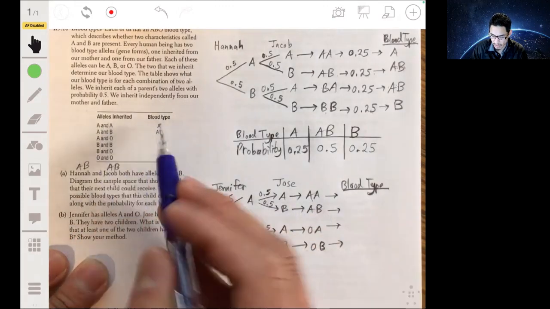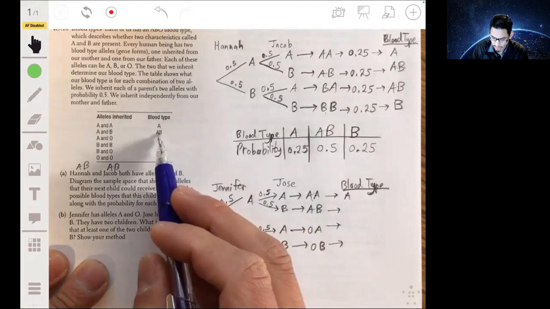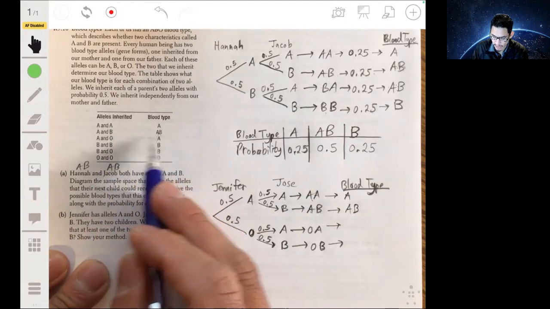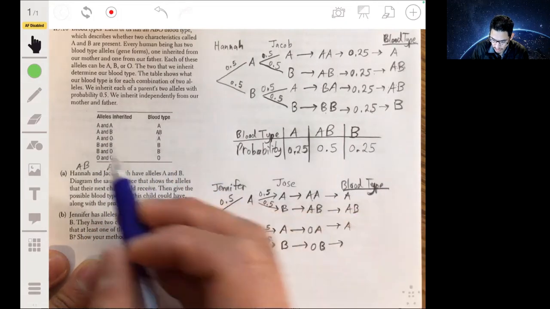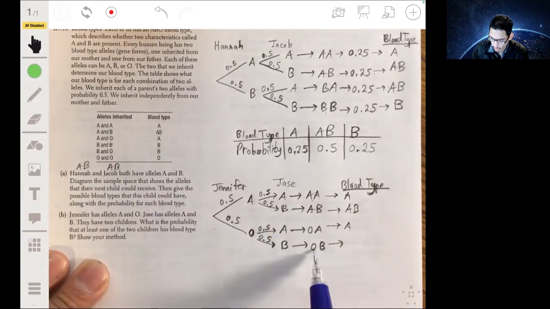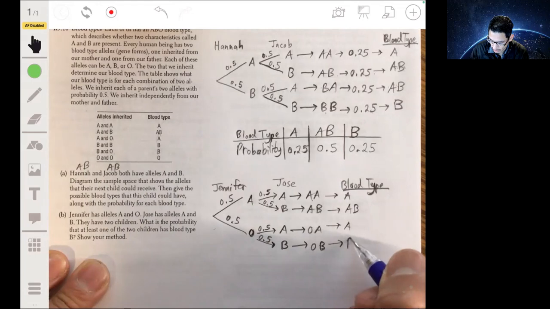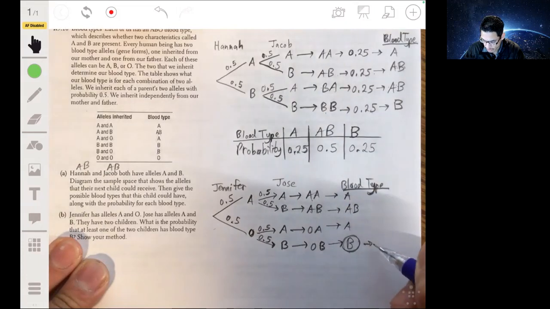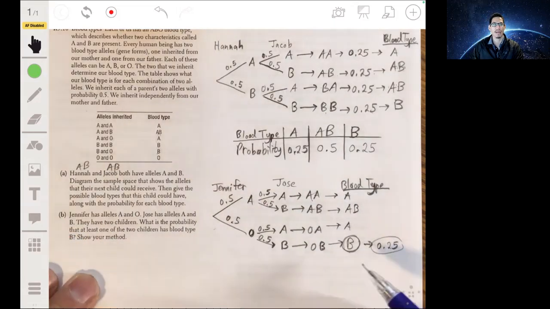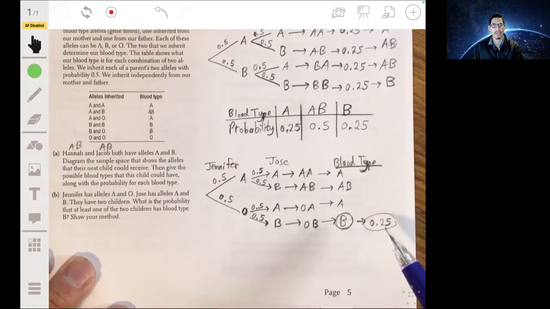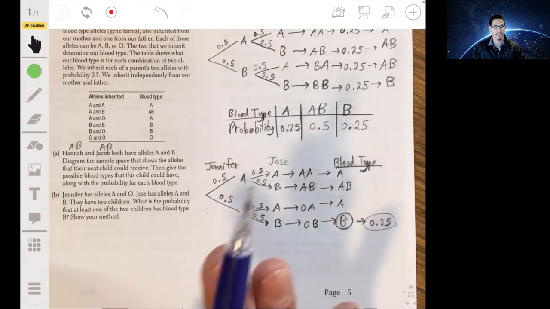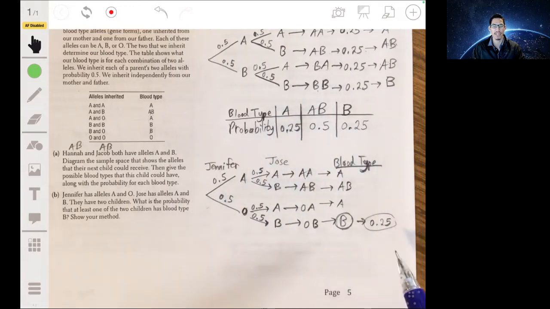2 A's we found to be blood type A. An A and a B was AB. An O and an A, same thing, blood type A. O and a B, or B and an O, same thing, blood type B. So this is what we're looking at. One child just in general has a probability of 0.25 of getting blood type B. So if we were asked the probability that one child were to get blood type B, it would be 25%.